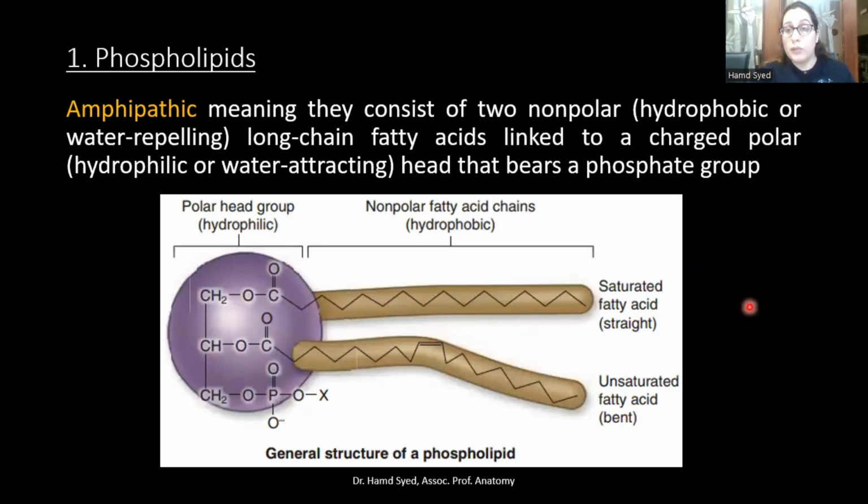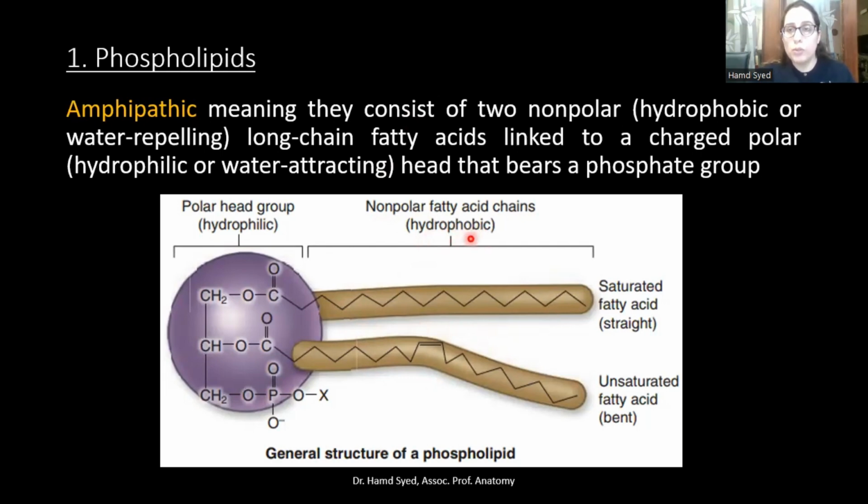First, we'll talk about the phospholipids. Phospholipids are amphipathic. This means that they consist of two non-polar long-chain fatty acids linked to a charged polar head that bears a phosphate group. So on one side, we have the non-polar part, which is made up of the fatty acid chains. And when we say non-polar, we mean this is the hydrophobic part. It is afraid of water. This is what hydrophobic literally means.